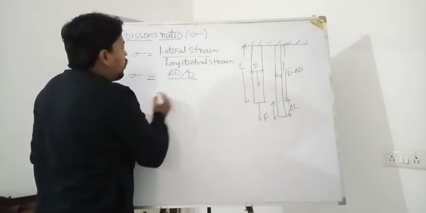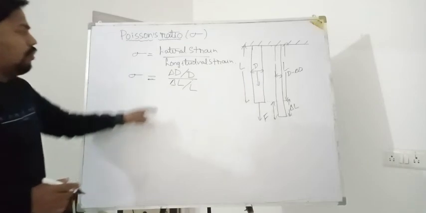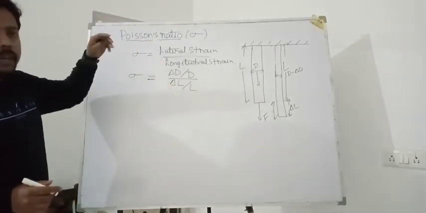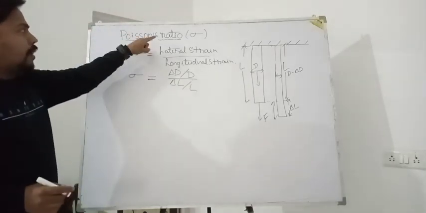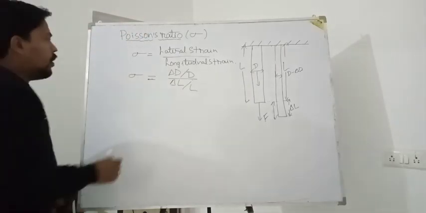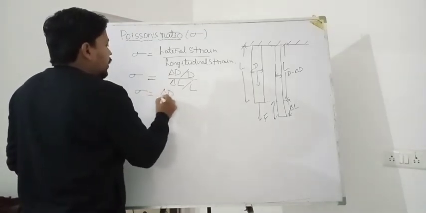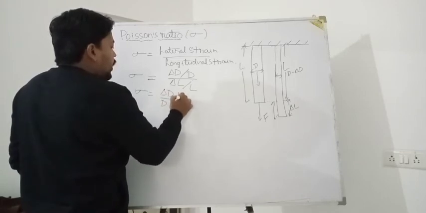And longitudinally it is delta L upon the original length. These all things we have studied, what is longitudinal strain, what is tangential strain, what is lateral strain and all that. So I am just applying them here in the definition of Poisson's ratio. So sigma can also be written as delta D upon D divided by delta L upon capital L.